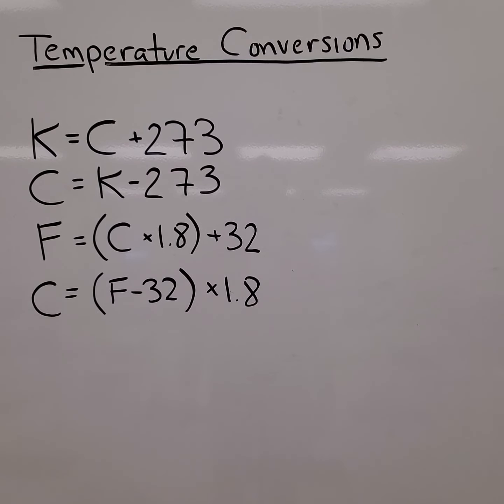Hello everybody. In today's lesson we're going to be going over temperature conversions. In chemistry there are really three temperature scales that we care about. There's Kelvin, which is an absolute temperature. It refers directly to the energy within an item. Celsius, which is more of a scientific temperature but doesn't really have anything to do with energy.